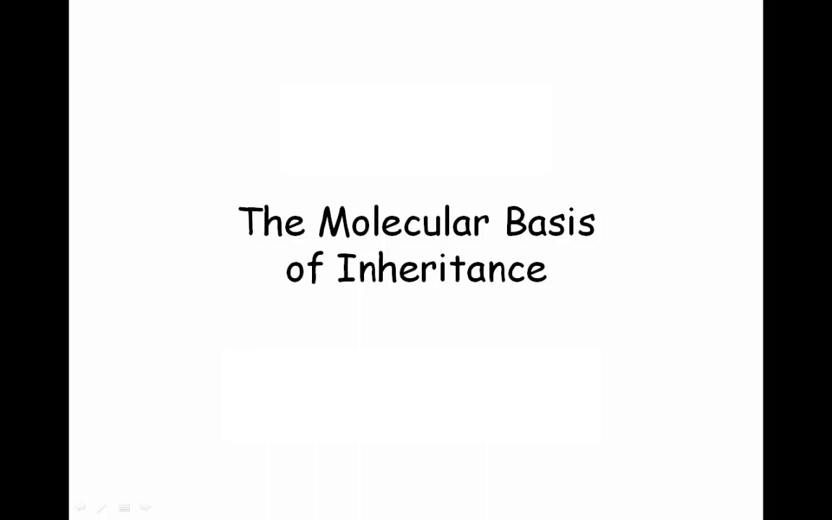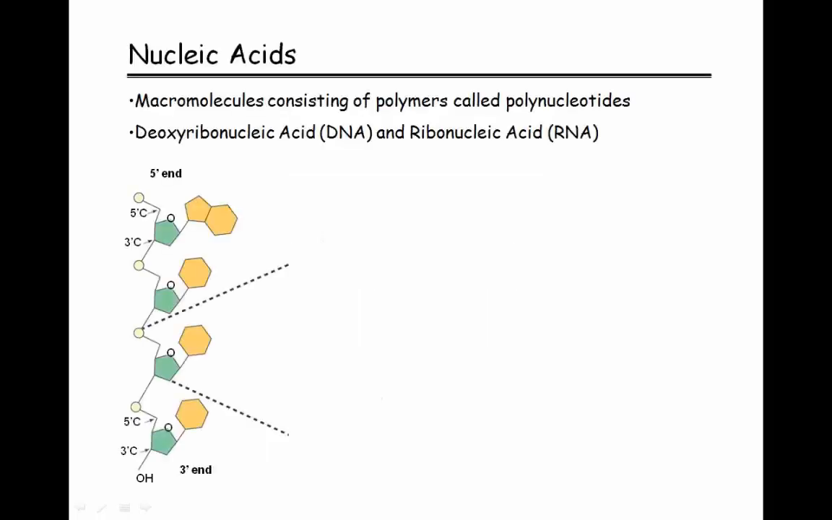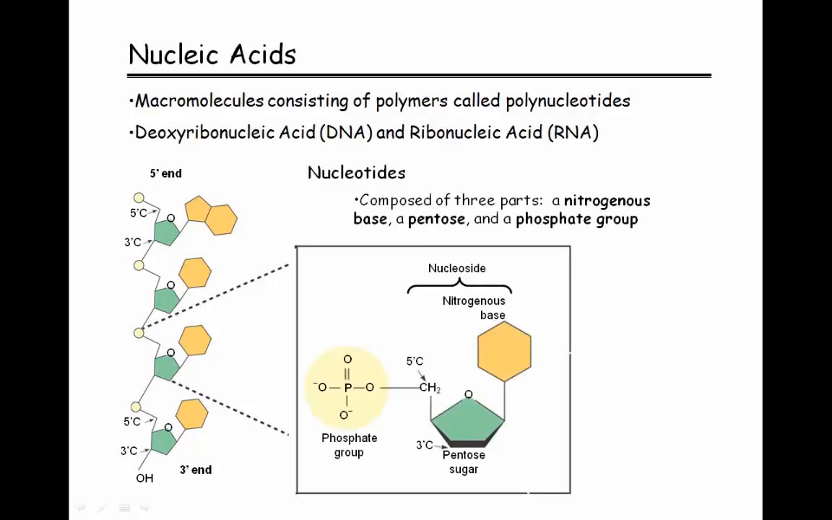If we do go back to the structure of nucleic acids, we want to keep in mind that nucleic acids are macromolecules. They are the largest molecules that we do have inside of a cell, and they are definitely considered polymers. So by polymers, they are made up of smaller subunits that are hooked together many, many times. Those smaller subunits are called nucleotides.